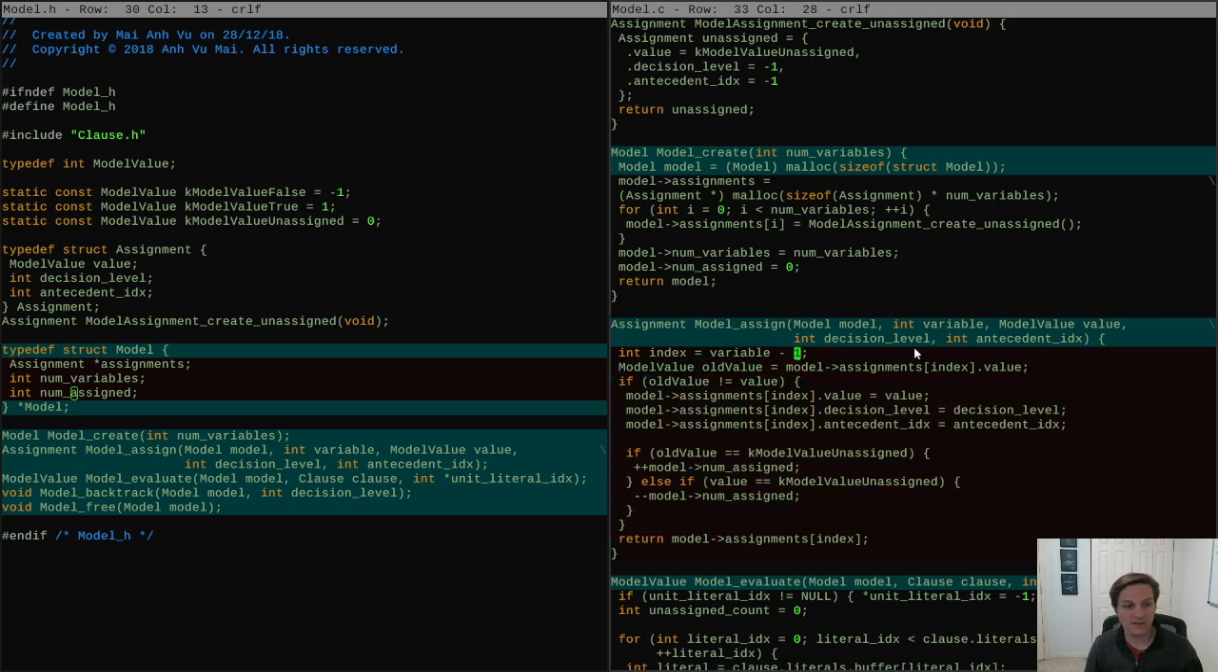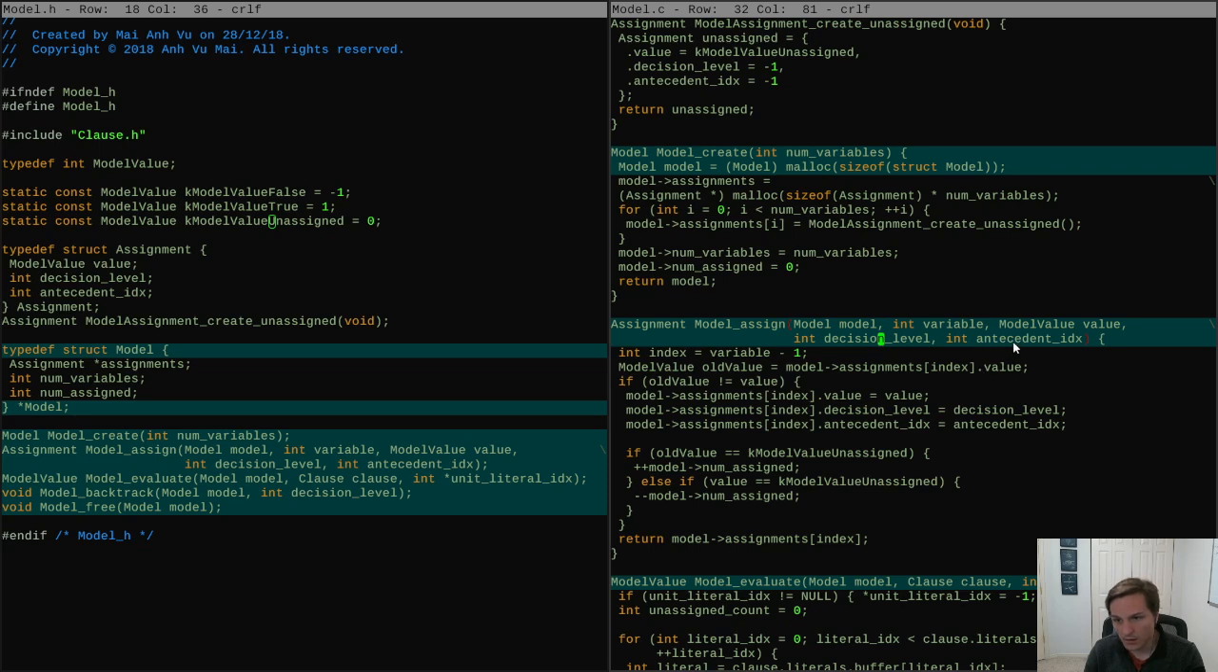I see. Okay, so this is interesting. So we have this idea of assigning a variable inside the model. So we can say, okay, variable number n, give it an index. Here's the value I want to give it. And we can give it either true, false, or unassigned, which means it's free to vary.